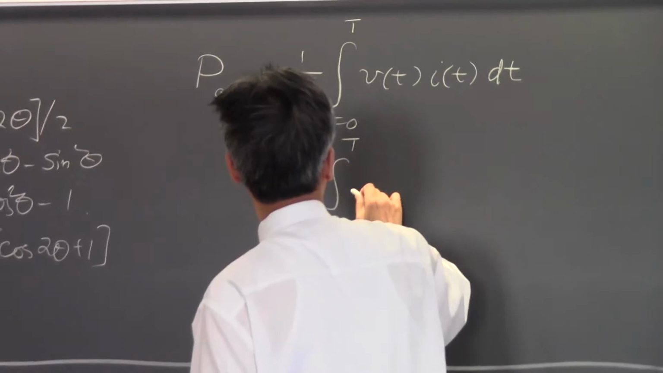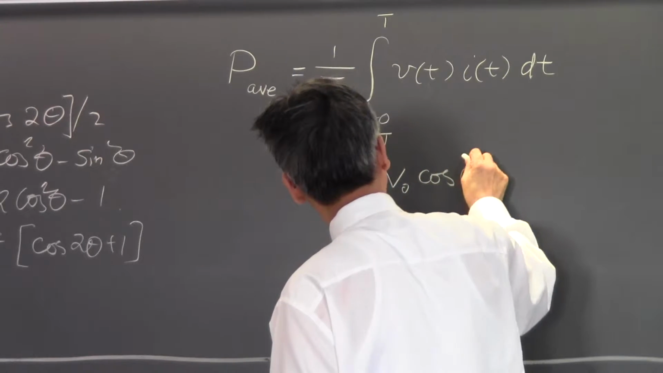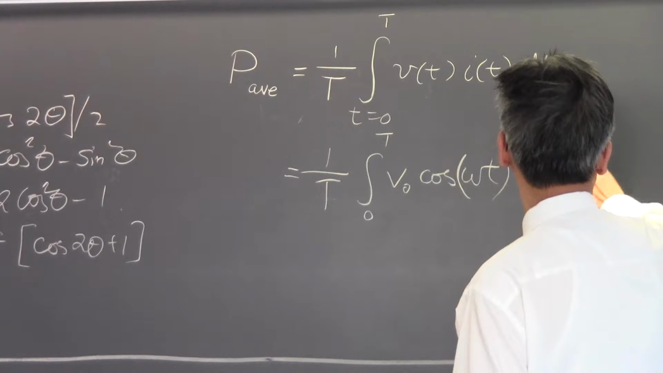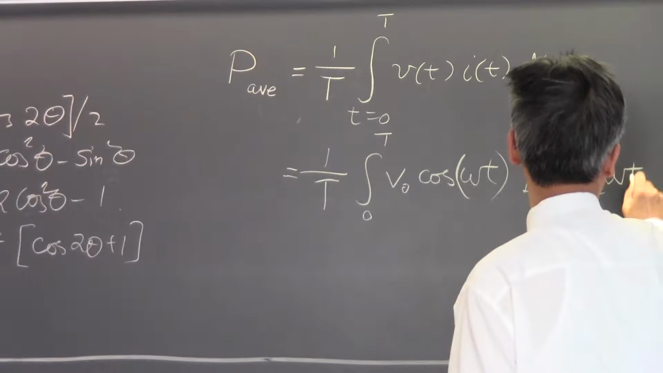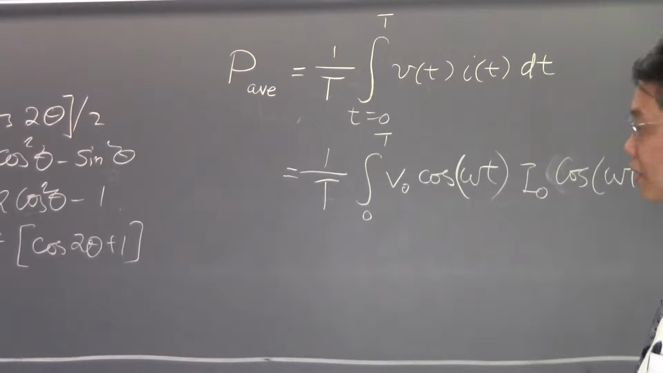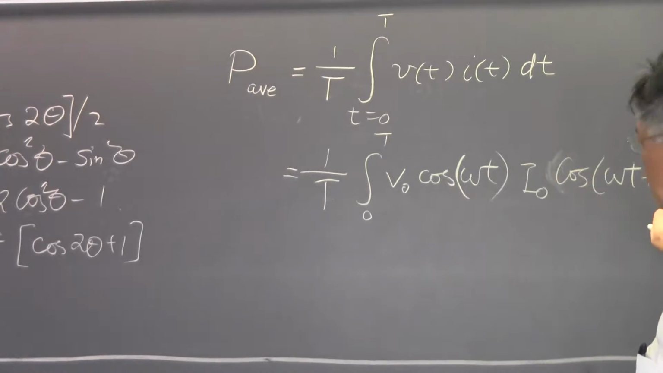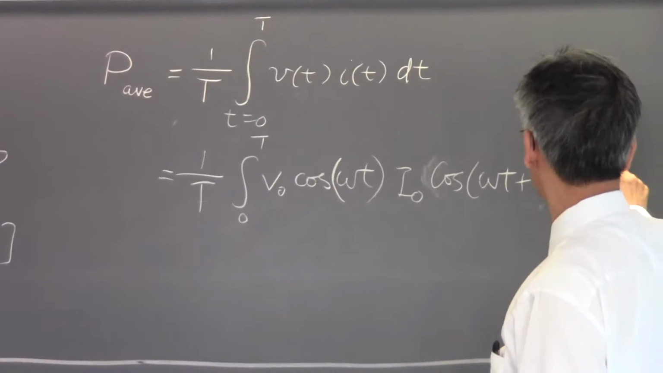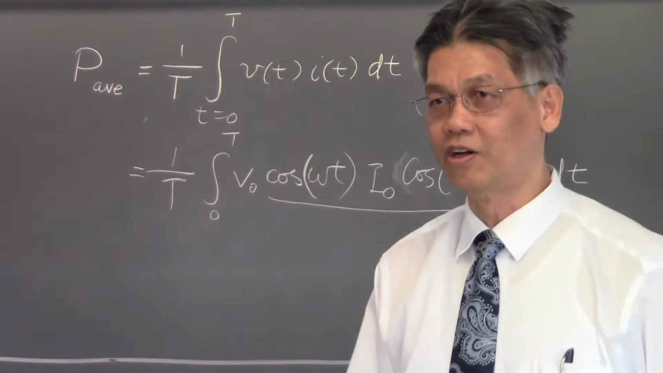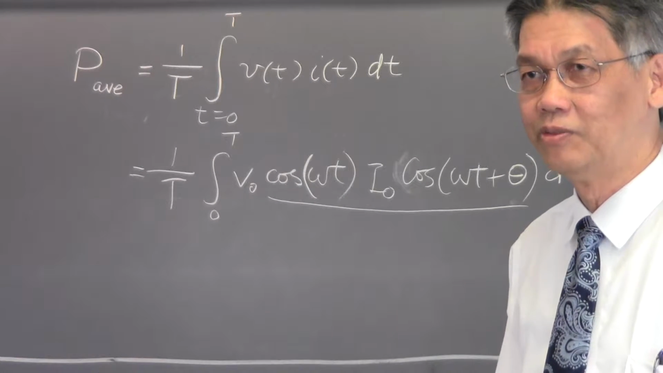Instead of V naught cosine of omega t, let's make things simpler. And then the I of t might be I naught cosine of omega t plus theta. Okay, there will be a phase lag between the two signals, V and I. We can denote that phase lag by just theta, and then I average this. And how would you integrate something that looks like that? It looks horrible, right? But if you know your trigonometric identity well, what would you do first?